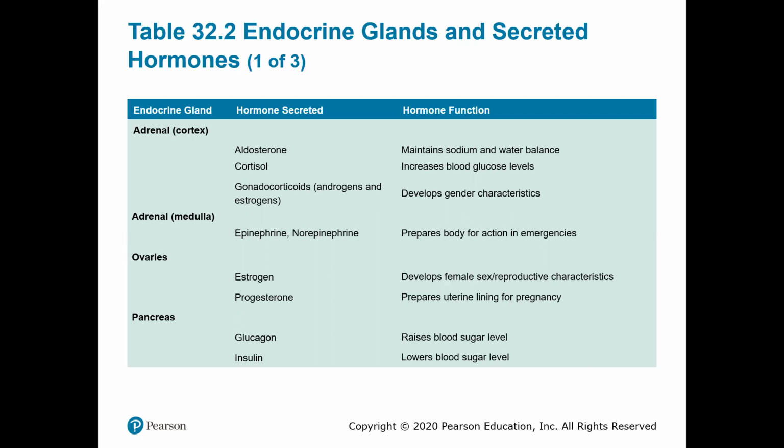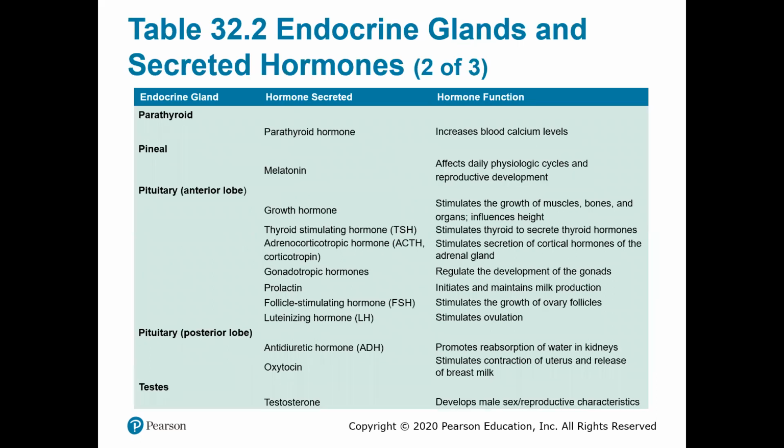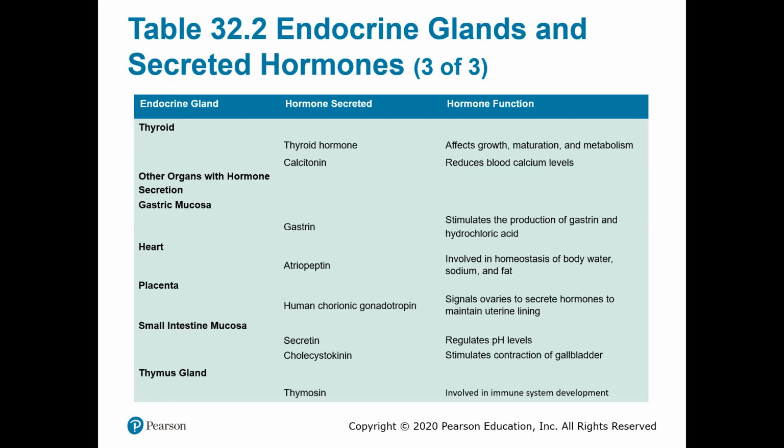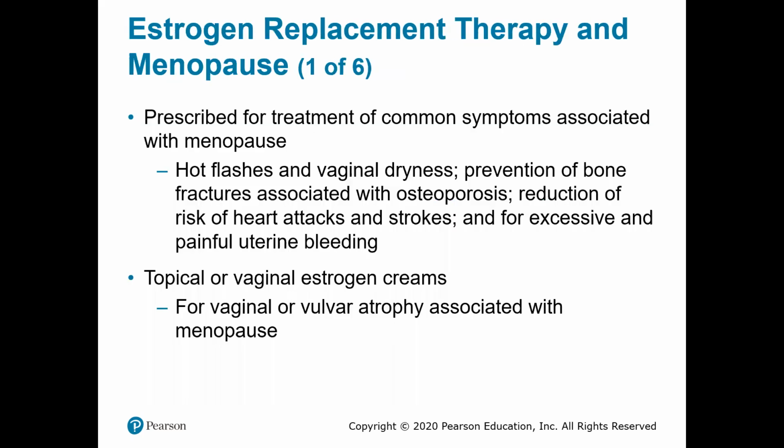Table 32.2 gives you the endocrine glands and the hormones that they secrete, and also provides you a brief synopsis of the hormone's function. That table can be found on textbook pages 542 to 543. I'm not going to read through this, as I usually do not, but I can tell you there's quite a few questions that come out of this particular table. I would familiarize myself with it if I were you.